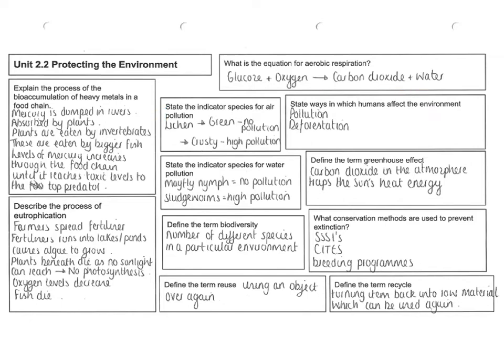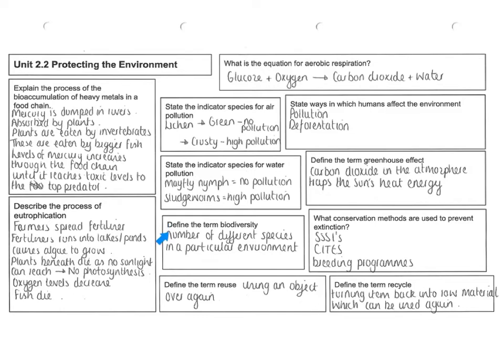Let's take the indicator species for air pollution. So we use our lichen, and if we have green bushy lichen, there's no pollution, it's clean air. If we have crusty lichen, then we've got a highly polluted area. State the indicator species for water pollution. So we've got mayfly nymphs, there's no pollution in the water if they're present. And if you've got a lot of sludge worms, bloodworms, etc., then there's a lot of pollution.